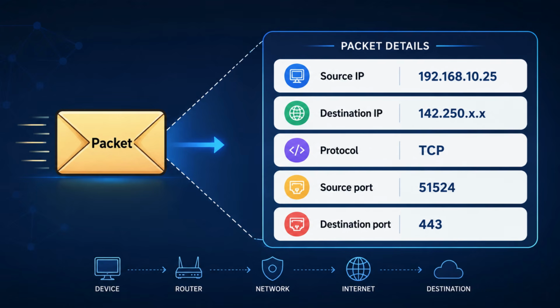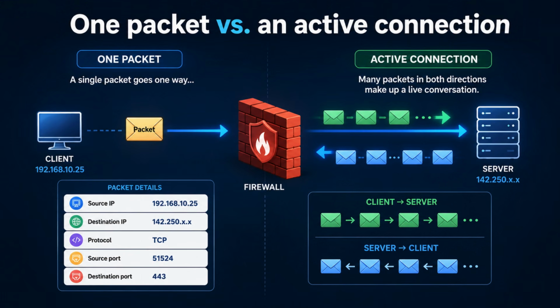For example, your laptop may use the private IP address 192.168.10.25. It may connect to a web server using TCP port 443, which is commonly used for HTTPS. The firewall can inspect these attributes and decide whether this traffic should be permitted, denied, translated, logged, or inspected further. But a modern firewall usually does not make every decision based only on a single packet.